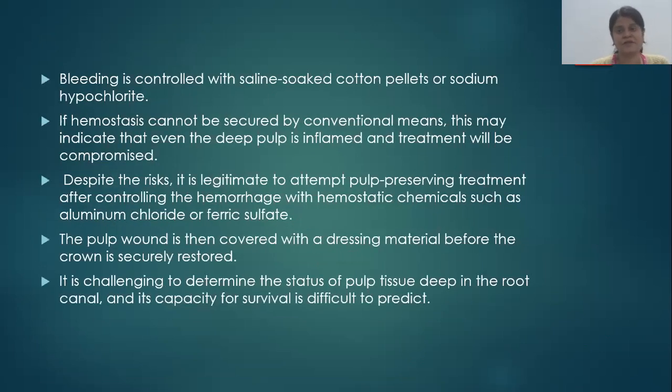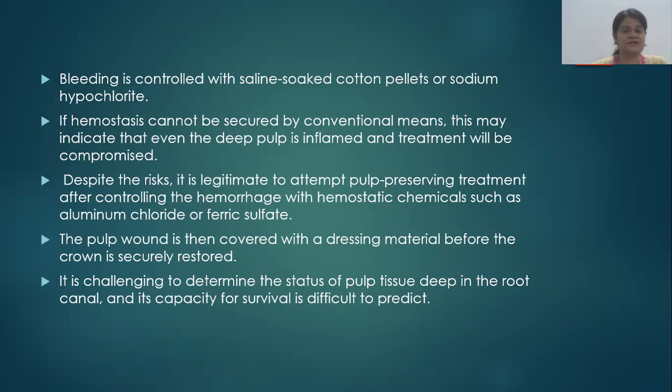After removal of the pulp tissue, bleeding is controlled with coronal pulpotomy. Bleeding is controlled with saline-soaked cotton pellets or use of sodium hypochlorite irrigant. If hemostasis cannot be secured or achieved by conventional means, this may indicate that the inflammation has reached the deeper part of the pulp tissue and the treatment will be compromised.